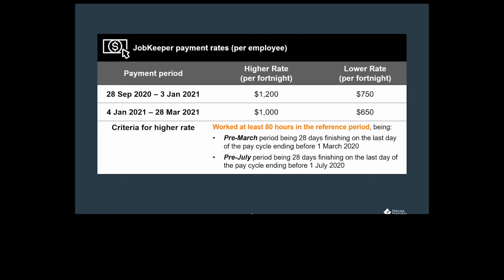So there is testing that will be required to determine whether your employees, should you qualify for the JobKeeper extension payments, will be on the higher rate or the lower rate moving forwards. And there will be a requirement to make the appropriate notifications to the tax office in respect of each employee to ensure that they are on the correct rate.